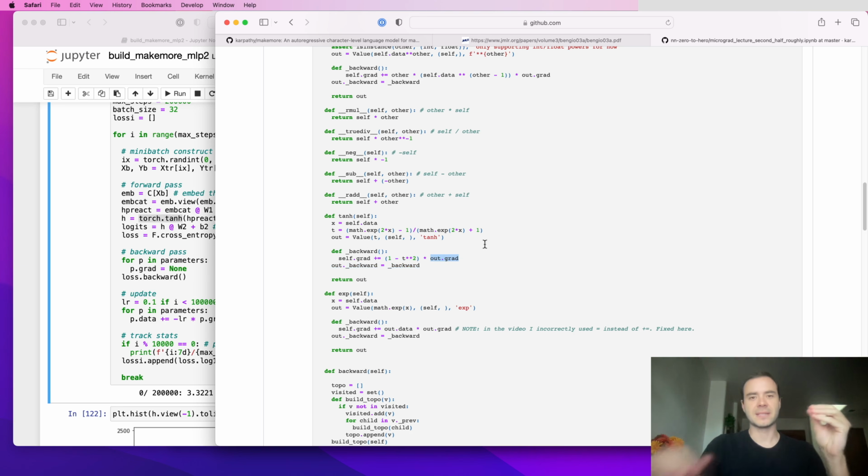Intuitively, this makes sense because this is a tanh neuron, and if its output is very close to 1, then we are in the tail of this tanh. So changing the input is not going to impact the output of the tanh too much because it's in the flat region of the tanh. And therefore there's no impact on the loss.